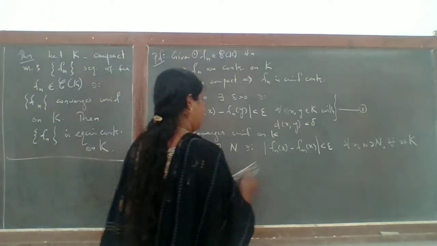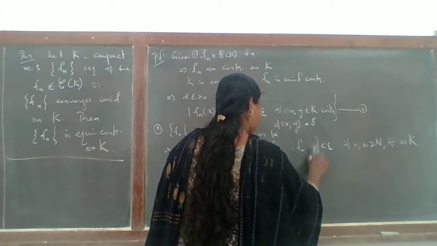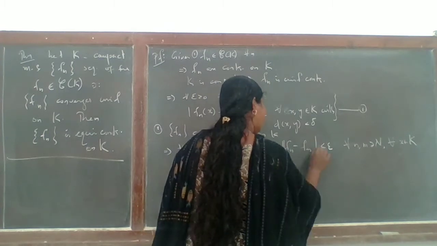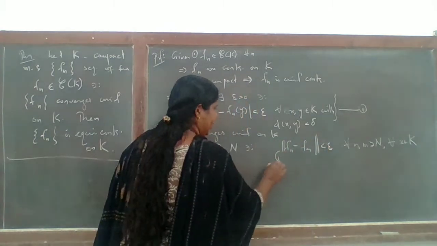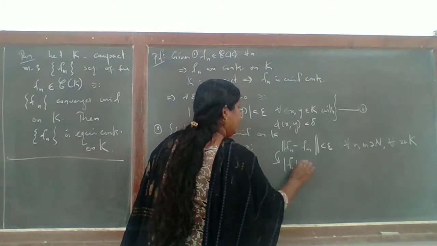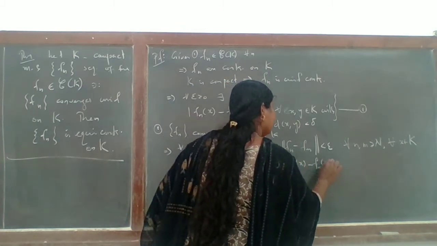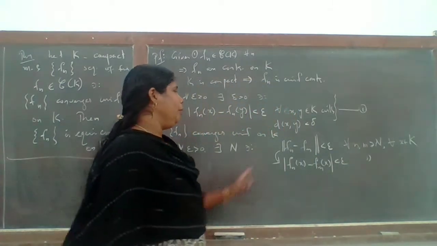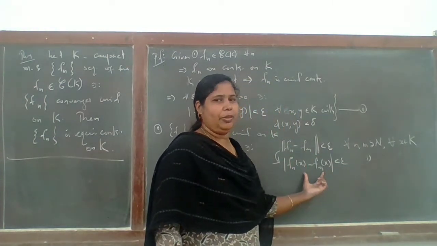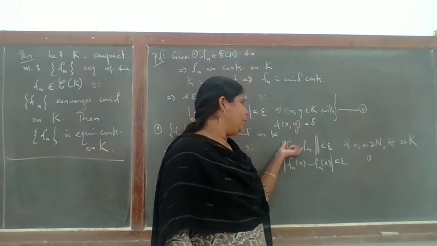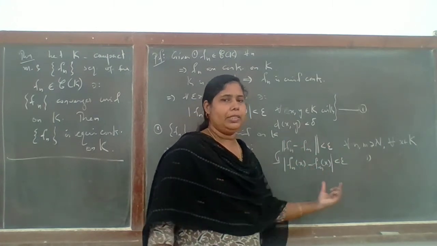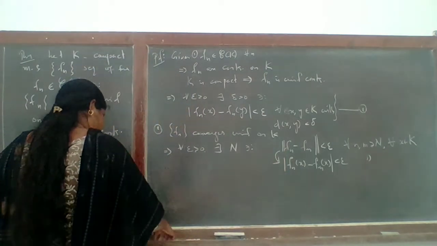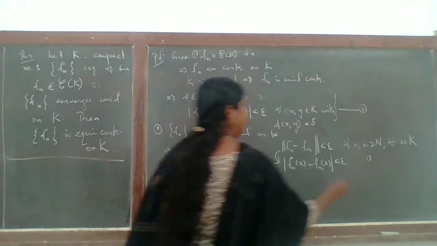Uniform convergence on K gives the norm of Fn minus Fm less than epsilon. From this we can conclude modulus of Fn x minus Fm x is less than epsilon for all x in K, because the norm is the supremum of all these values over K. If the supremum itself is less than epsilon, every value is less than epsilon. That's why I put it. So these are the two facts given.